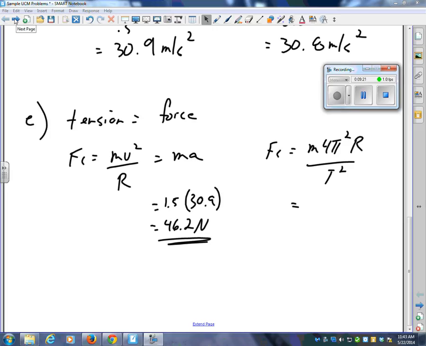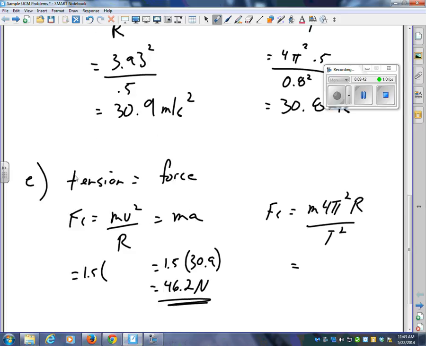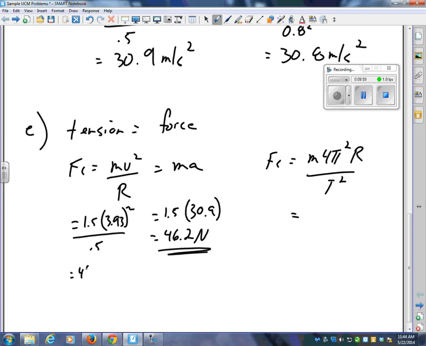So what happens to the r? Why did you divide by r? Fc equals mv squared over r? No, this is equal to m times a, right? If you want it this way, then that would be 1.5 times v squared, which is 3.93 squared divided by r, which is 0.5. But I've already done 3.93 squared divided by 0.5. It's equal to 30.9. You're just re-punching it in, so you're going to get the same number, right?